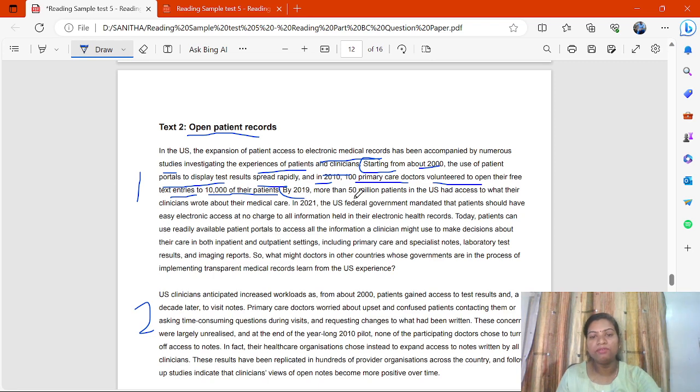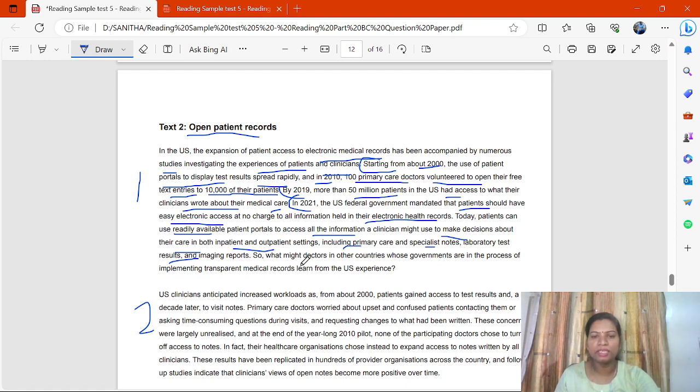By 2019, more than 50 million patients in the USA had access to what their clinicians wrote about their medical care. In 2021, the US federal government mandated that patients should have easy electronic access at no charge to all information held in their electronic health records. Today, patients can use readily available patient portals to access all the information a clinician might use to make decisions about their care in both inpatient and outpatient settings, including primary care and specialist notes, laboratory tests, and imaging reports.